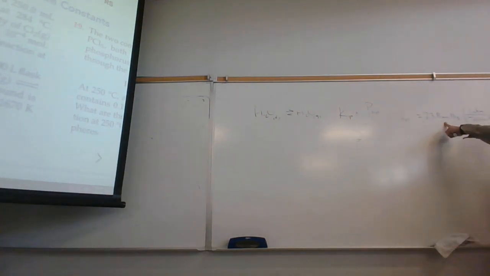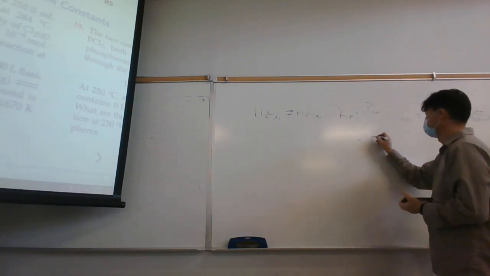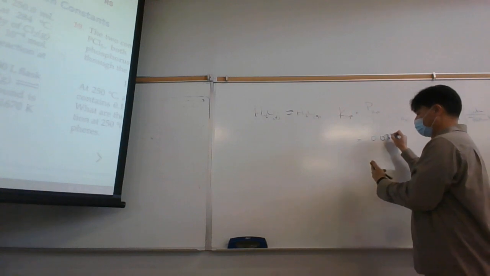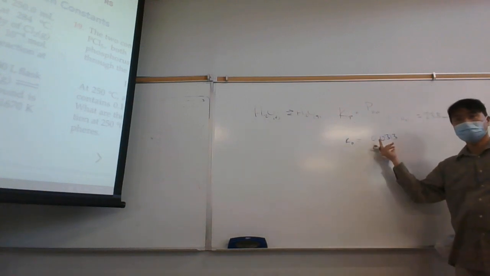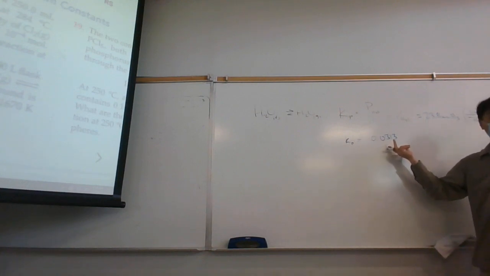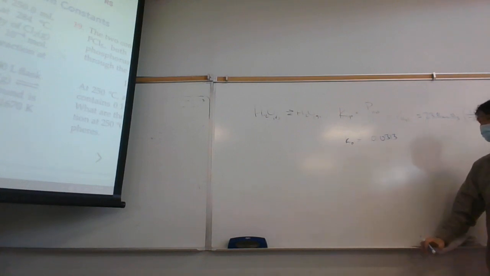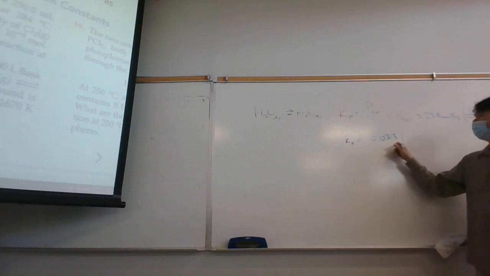And so it would be 23.8 divided by 760, which is 0.0313. And so this is Kp in units of atmospheres. There's also Kp in units of bar, which would be different. The number would be different. And so this would be that.